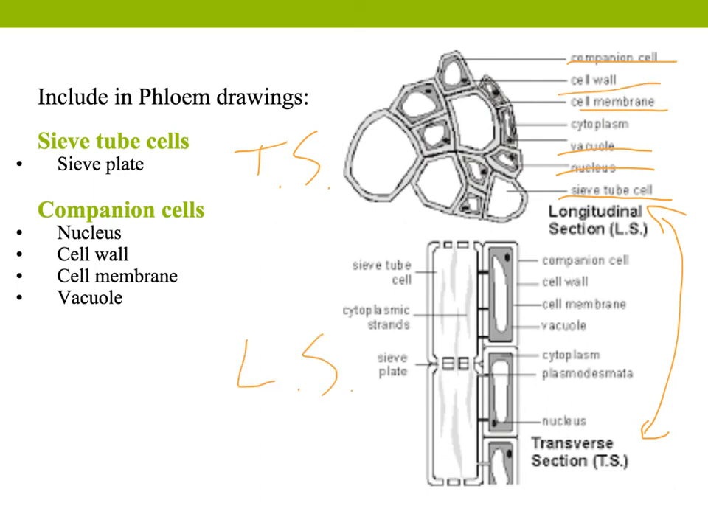And then in longitudinal section, you're going to draw at least 2 sieve tube cells, showing that perforated plate. The sieve plate, and next to them you're going to have the companion cells. Now these little black marks there are called plasmodesmata, and as you can see, the companion cells are smaller than your sieve tube cells.